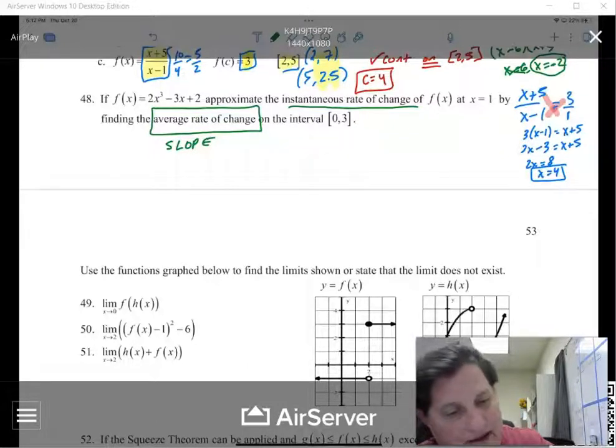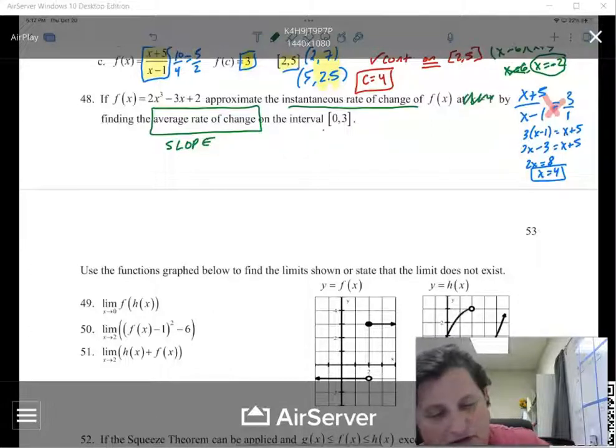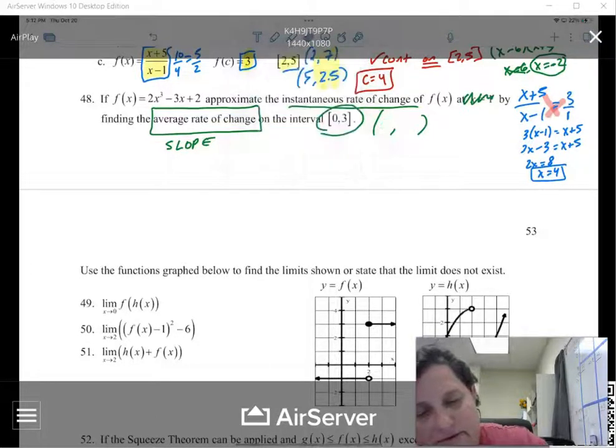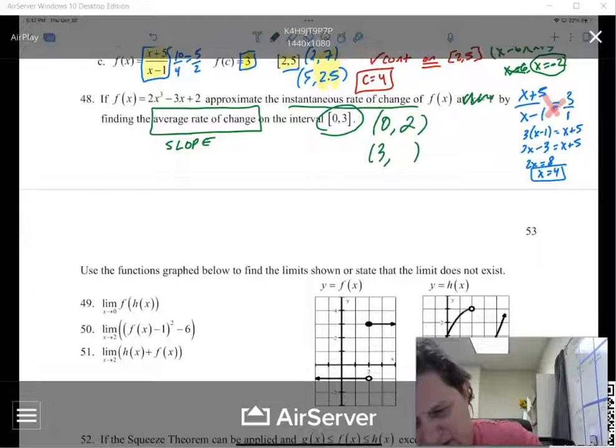And I'm approximating it at x equals 1, but we're not actually using that. I'm using the slopes 0 and 3. So again, let's get some coordinate points here. When I plug in 0, I get 2. When I plug in 3, I get, let's see, 3 cubed, 27 times 2 is 54, minus 9 plus 2, so it's 47.